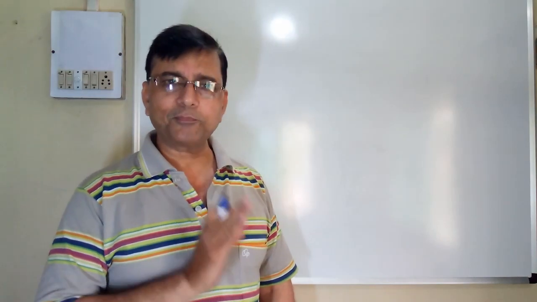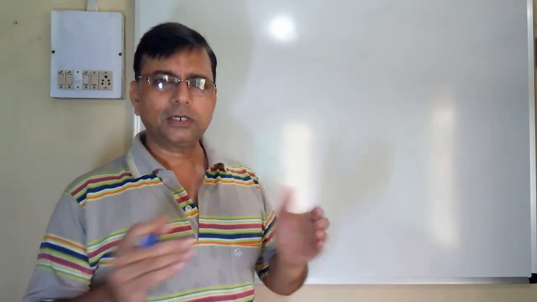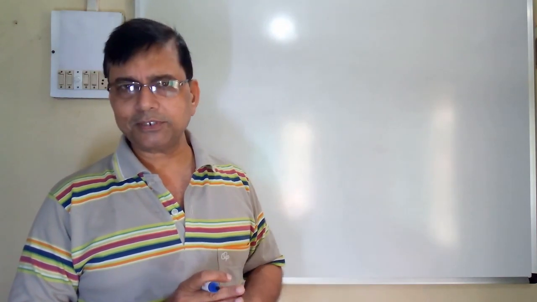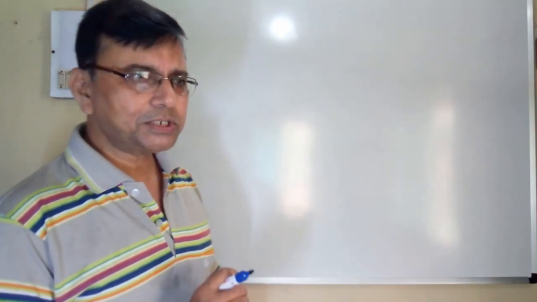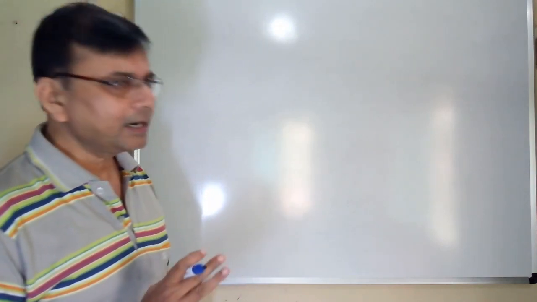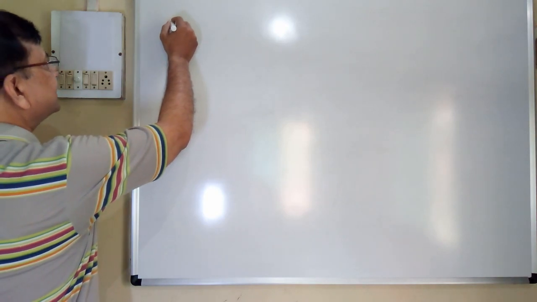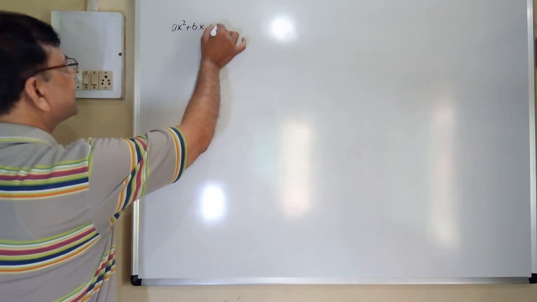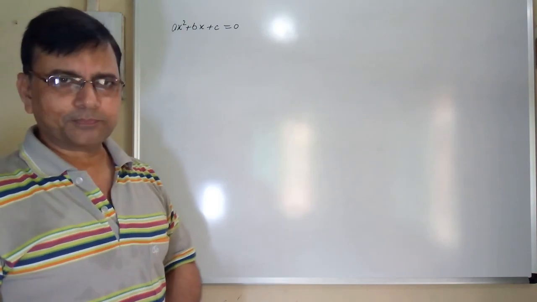So I will derive the formula first, then questions of both types will be taken and solved by the method of completing square as well as by the formula method. So first I'll establish the formula to solve the quadratic equation. The general form of quadratic equation is ax square plus bx plus c is equal to 0.